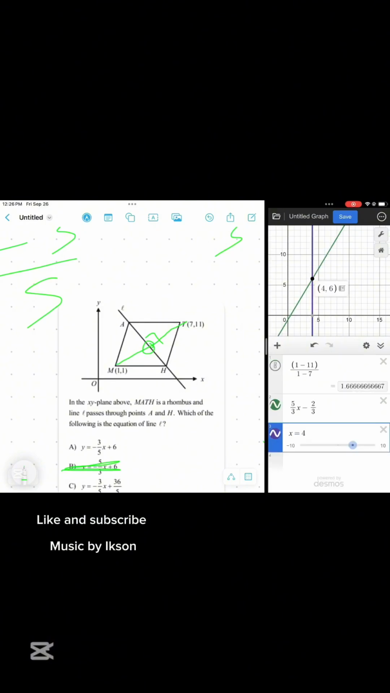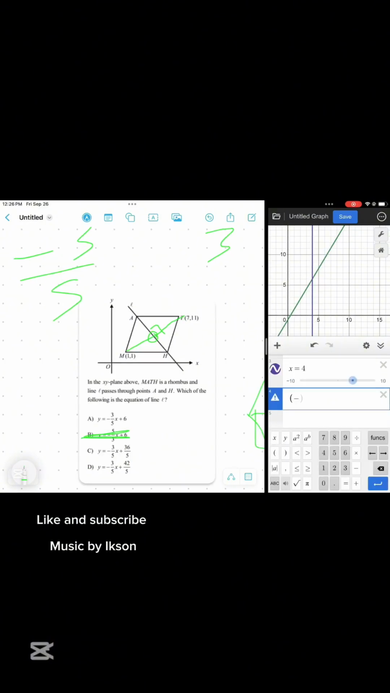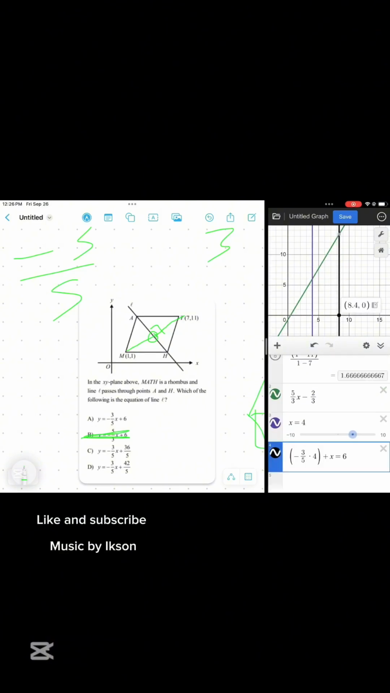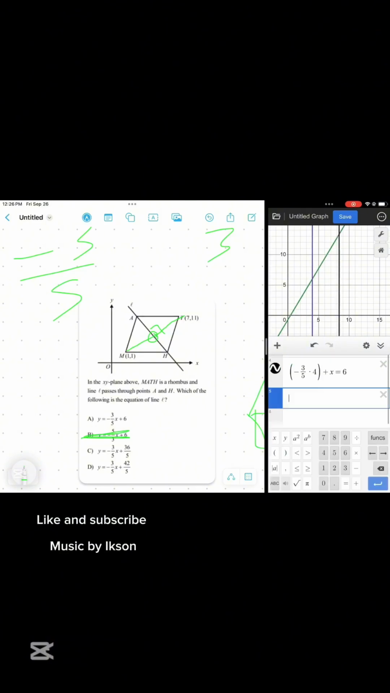So then to find the k of function L, we just do 4 times minus 3/5 plus k, which is supposed to be k, equals 6. And it gives us 8.4, which is the equivalent of 42 divided by 5, meaning that the answer is D. So if you picked D, congrats.